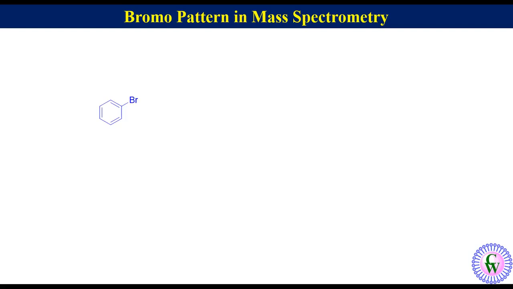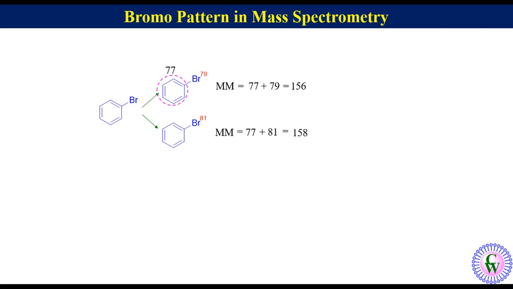For example, bromobenzene. Since there are two isotopes of bromine, in a sample of bromobenzene there will be two types of molecules, one with Br79 and the other with Br81. We know that the molar mass of the phenyl residue is 77. So the molar mass of bromobenzene with Br79 will be 77 plus 79, equal to 156, and that of bromobenzene with Br81 will be 77 plus 81, equal to 158.